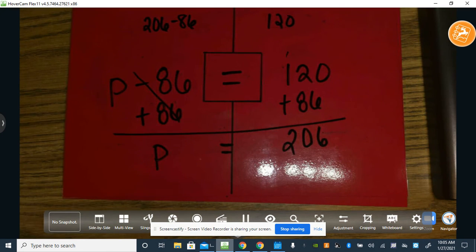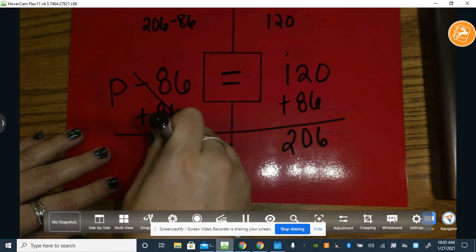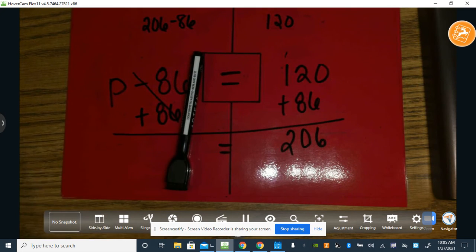All right, so that does it for me today. This is also for the lesson for tomorrow as well, because we will be doing more practice on adding and subtracting equations.